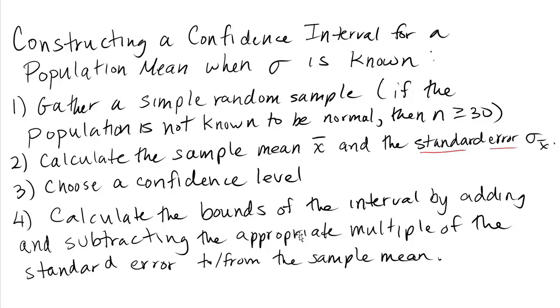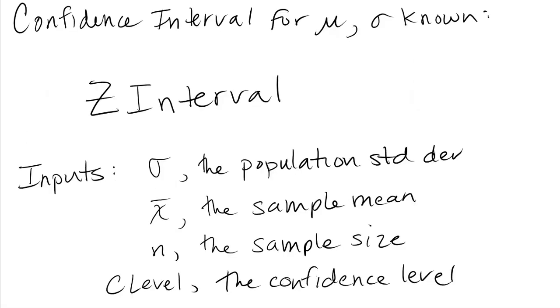Our responsibility will be to identify that it's appropriate to use the calculator function, run it correctly, and then interpret the result. We're going to write up a sentence interpretation each time that we do this. The calculator function we use for our scenario is called ZInterval. ZInterval is the calculator function you want to use when you need a confidence interval for a population mean and the population standard deviation is given in the problem.